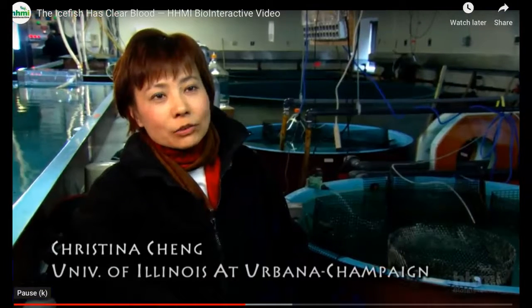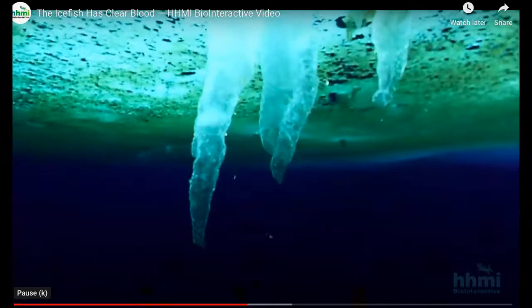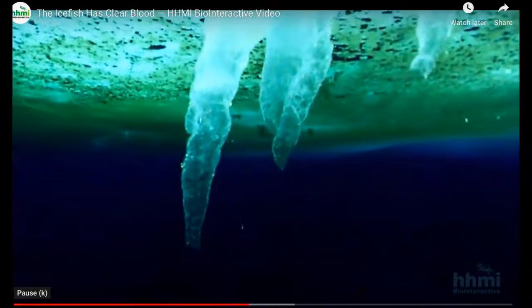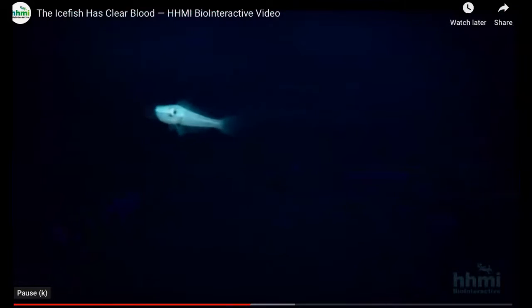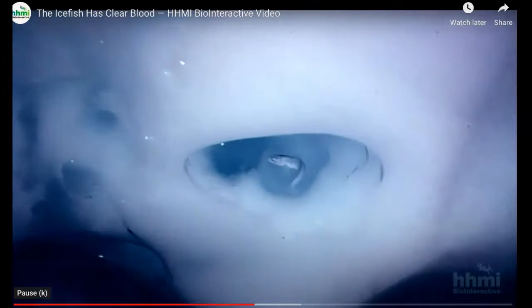And fish cannot live generally in that sort of environment because the freezing point of their blood is higher than the freezing point of seawater. Yet fish thrive in these waters, ice fish and other species, all members of a group called the Notothenioids.